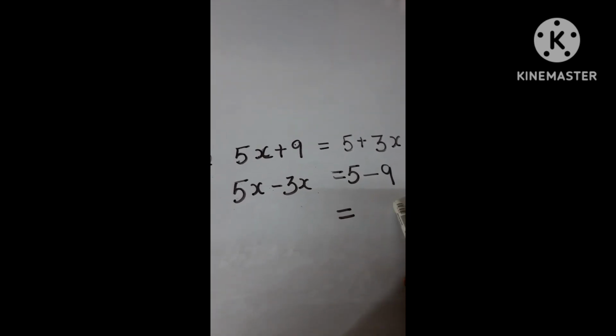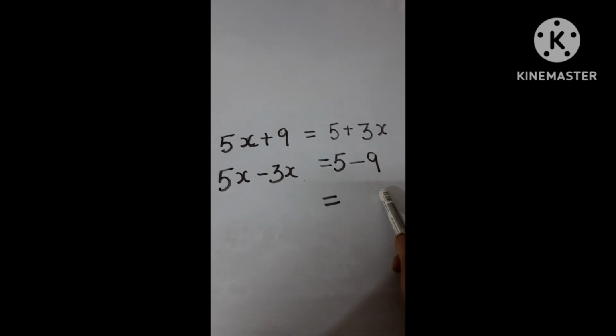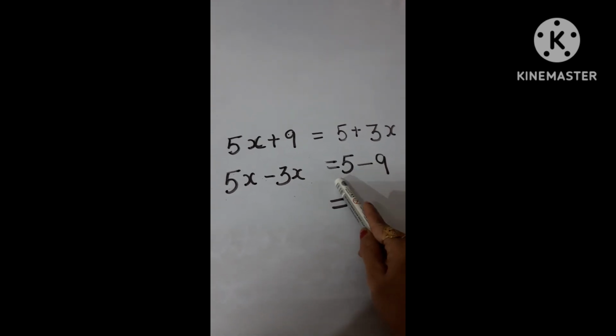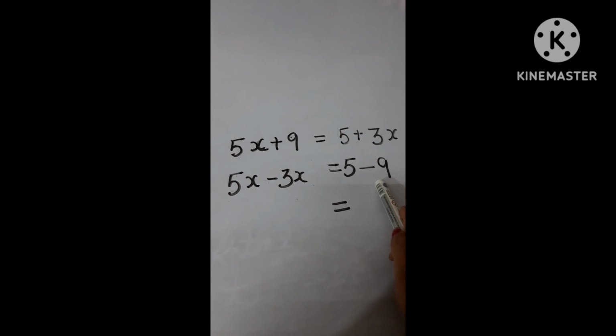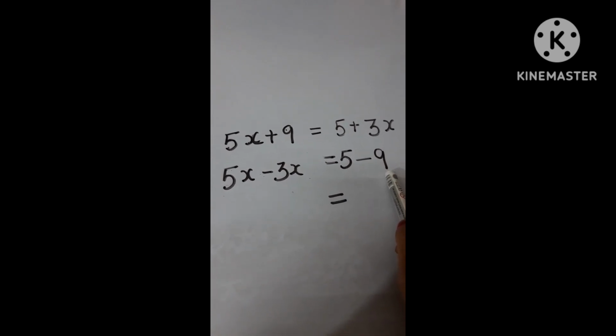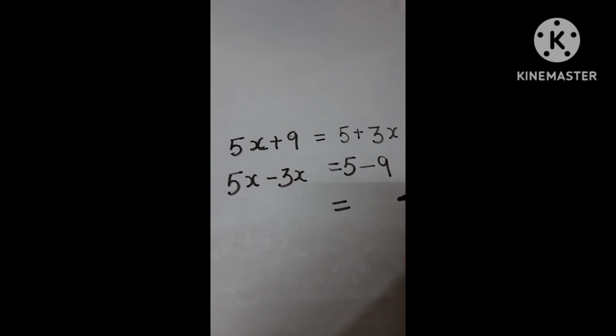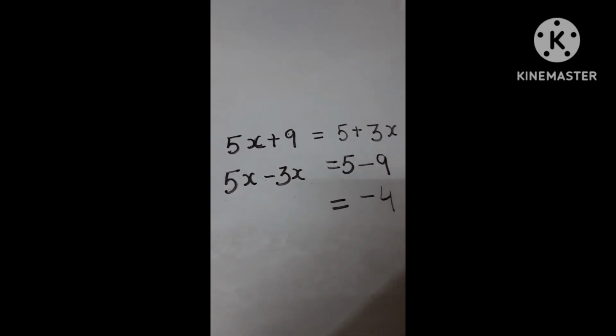So 5 minus 9 is what? Again, the concept of the integers. Plus minus is minus, but the sign of the bigger term will come. Here the bigger term is 9. So its sign is minus. So it will be minus 4.